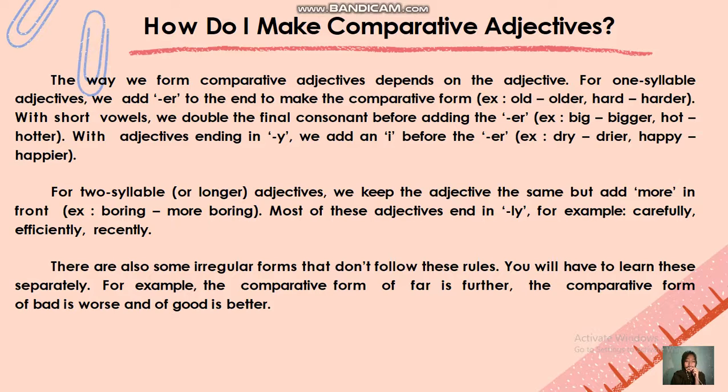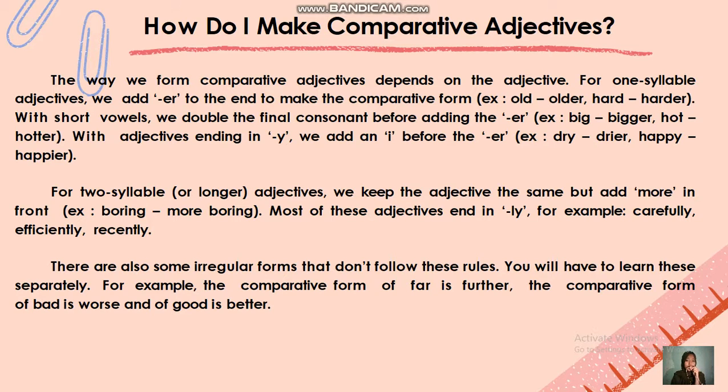How do I make a comparative adjective? The way we form comparative adjectives depends on the adjective. For one-syllable adjectives, we add "er" to the end to make the comparative form. Example: old, older, hard, harder. With short vowels, we double the final consonant before adding the "er". Example: big, bigger, hot, hotter. With adjectives ending in "y", we change the "y" to "i" before the "er". Example: dry, drier, happy, happier.